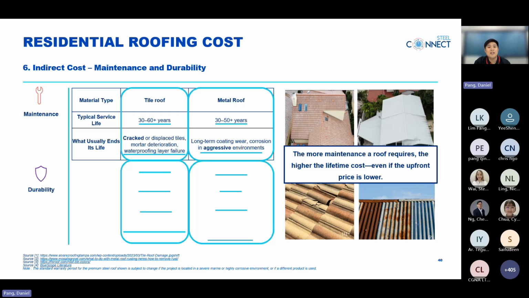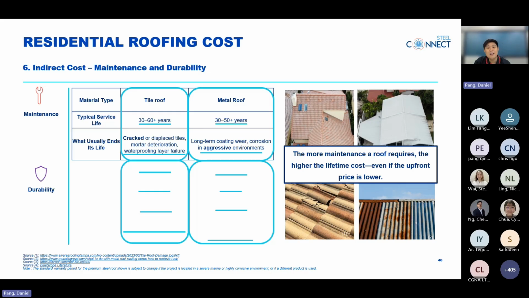So starting with tile roof. Tile roofs can have a long typical service life, often 30 to 60 years or even more. However, what usually ends a tile roof's performance is not the tile itself, but issues like cracked or displaced tiles, mortar deterioration, or failure of the waterproofing layer. These issues often occur gradually and may not be visible immediately, which means leaks can develop before problems are detected.